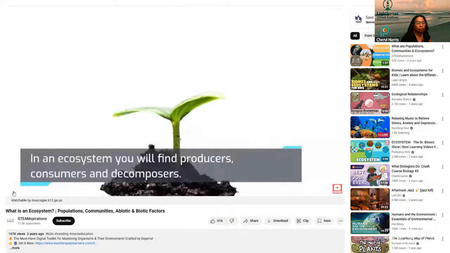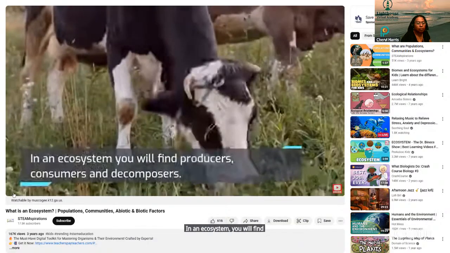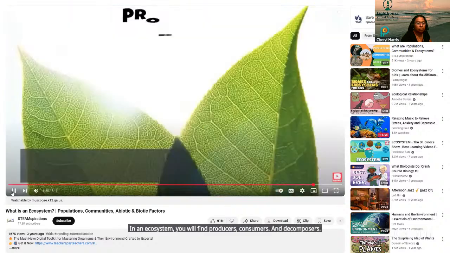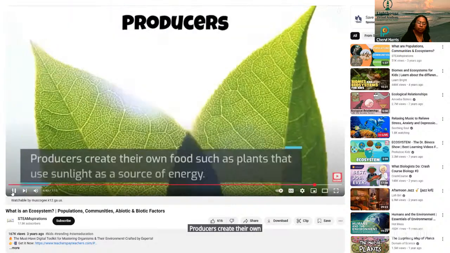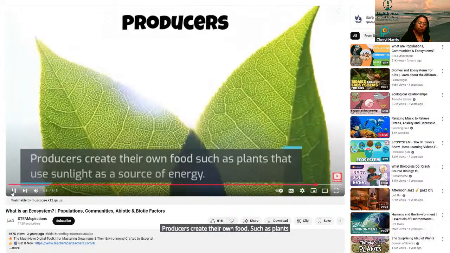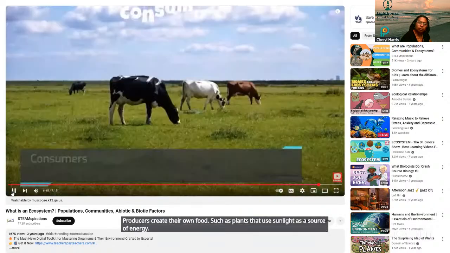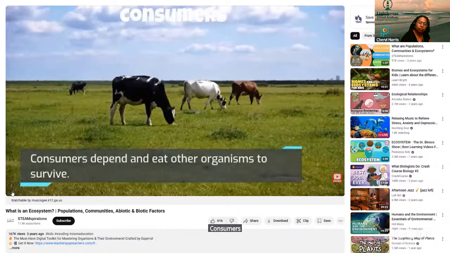In an ecosystem, you will find producers, consumers, and decomposers. Producers create their own food, such as plants that use sunlight as a source of energy. Consumers depend on and eat other organisms to survive.